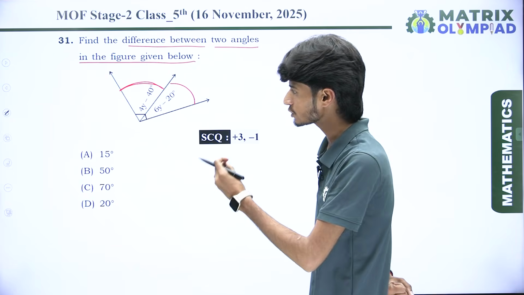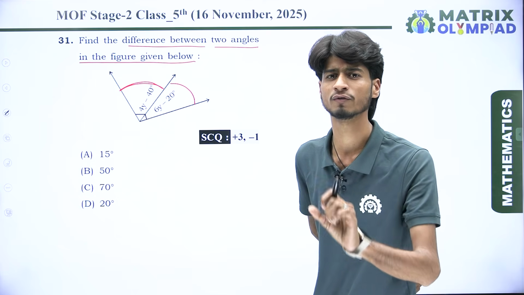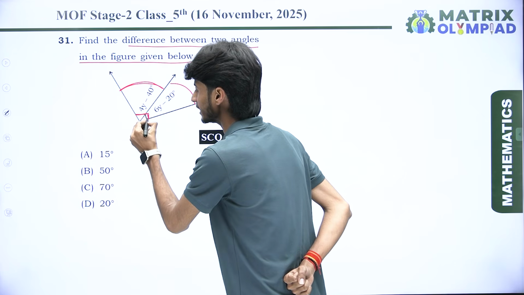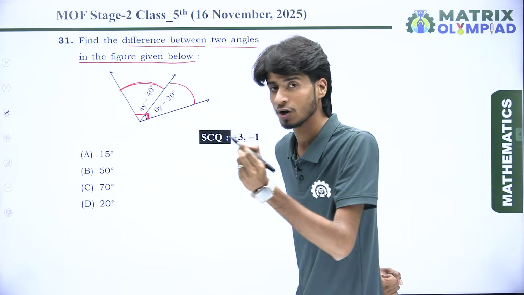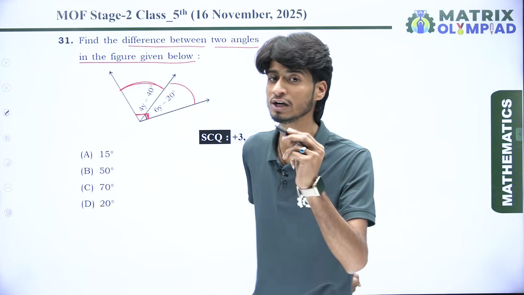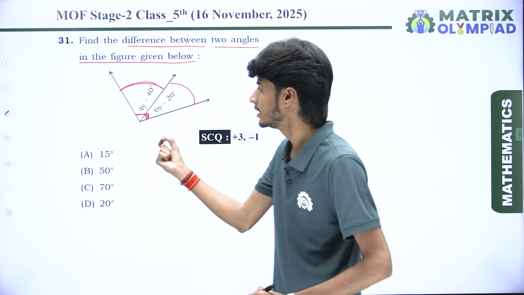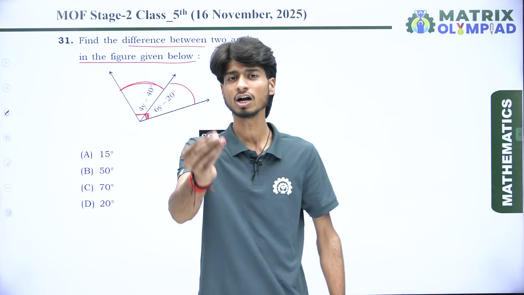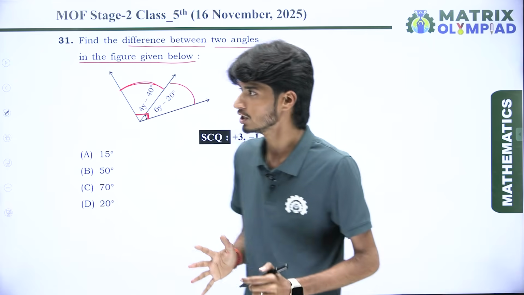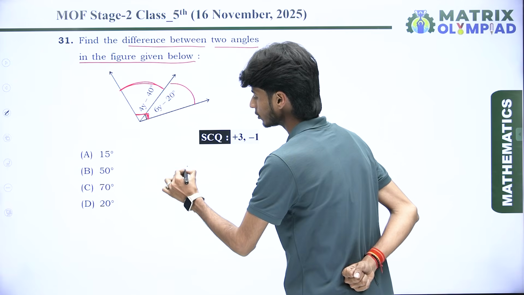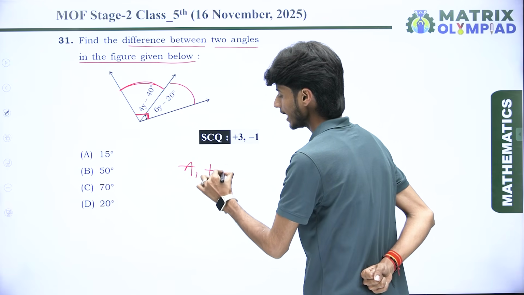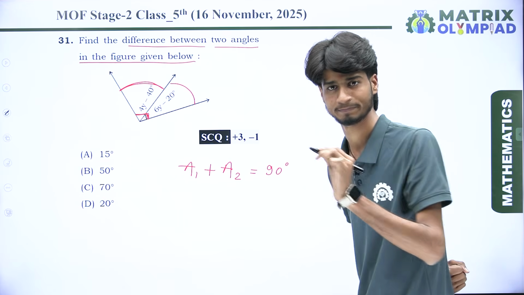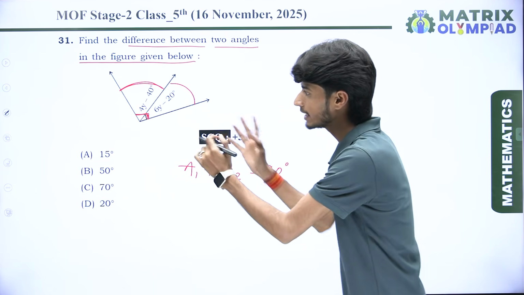Got it? So first of all, look at the figure very carefully. What do you observe? Here we have the symbol of 90 degrees. Yes or no? It is the symbol of a right angle, which is equal to 90 degrees. That means they are both adjacent angles and they make an angle of 90 degrees. So the sum of both angles, angle first and angle second, is equal to 90 degrees.